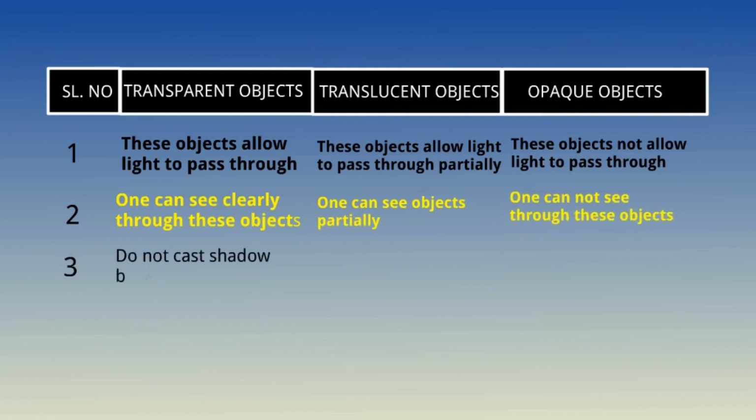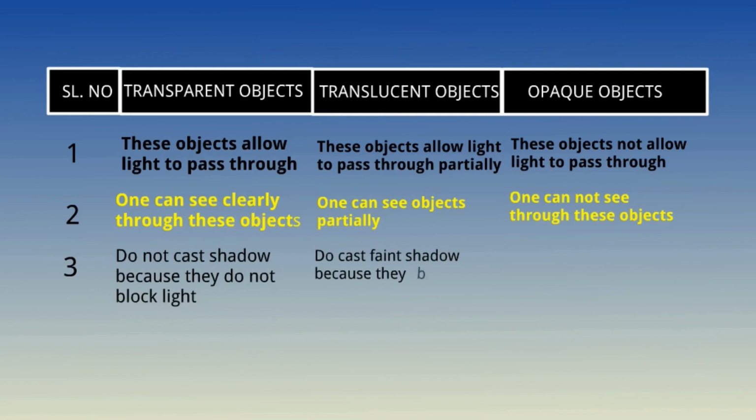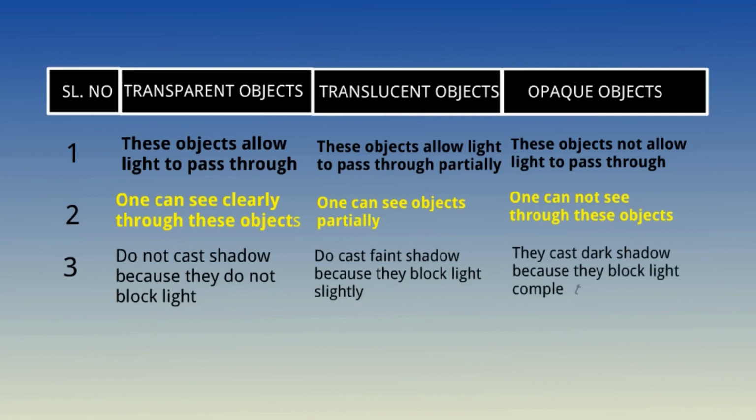Transparent objects do not cast shadow because they do not block light. And translucent objects do cast faint shadow because they block light slightly. Opaque objects cast dark shadow because they block light completely. Example for the transparent object: glass, lenses. Translucent object: tissue, tinted glass. And opaque objects: wood, bricks.